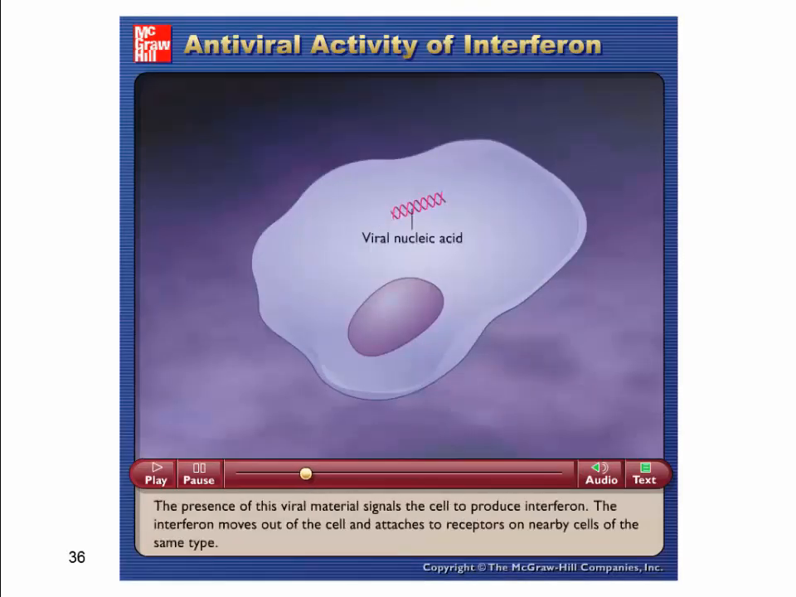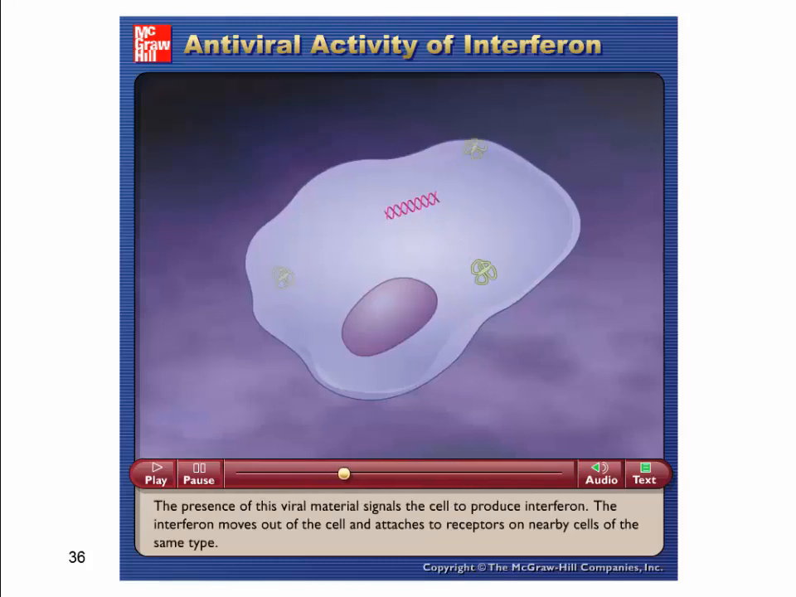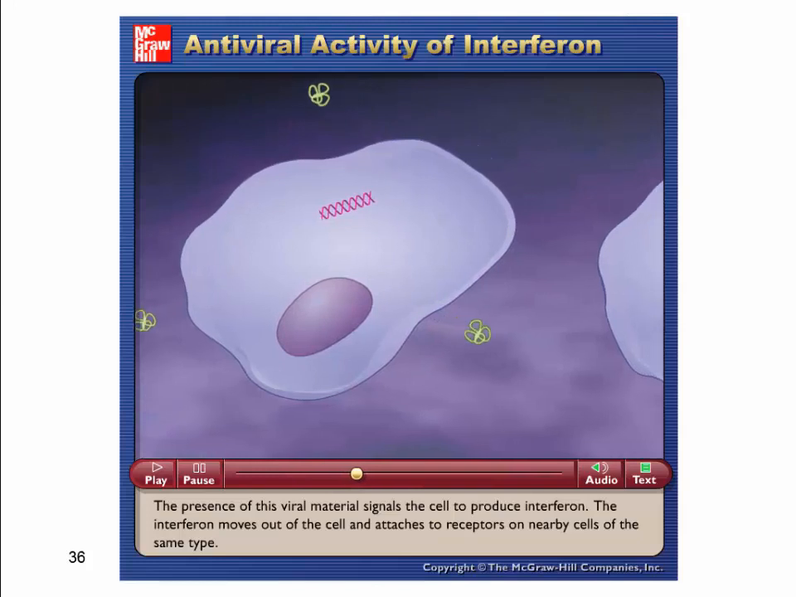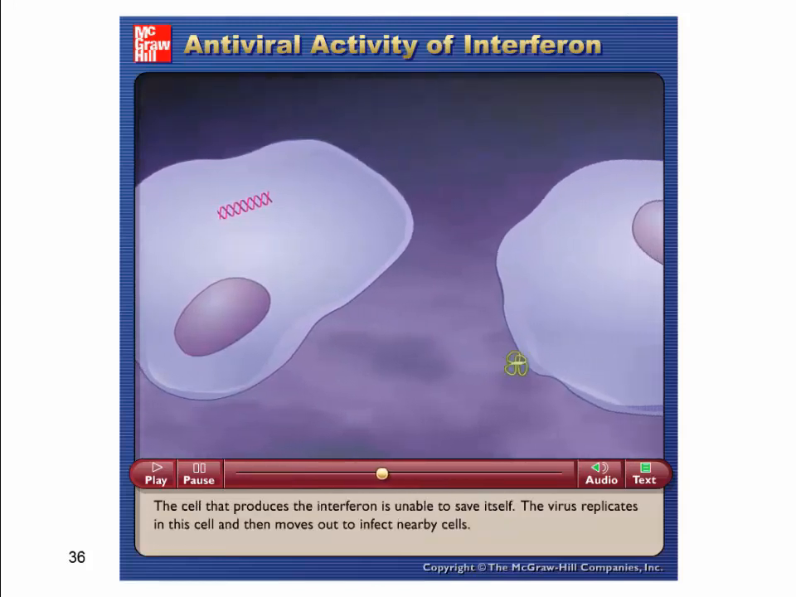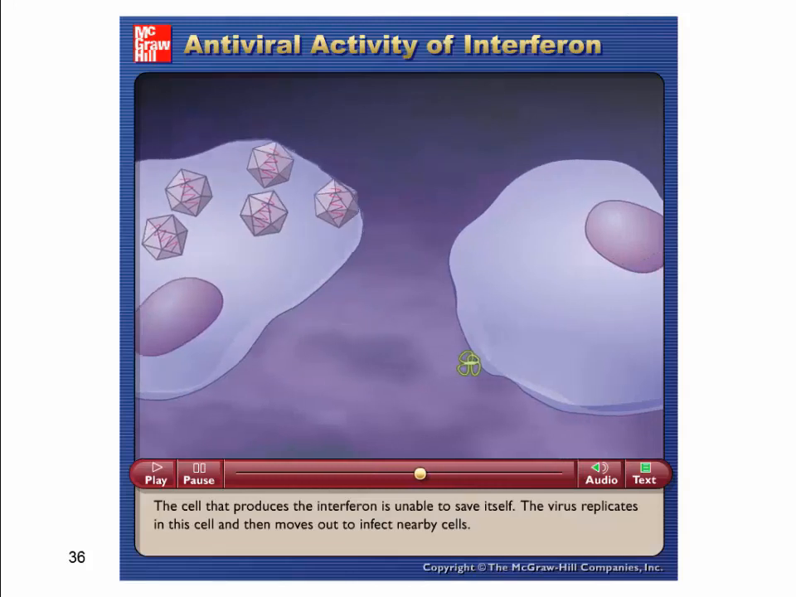The presence of this viral material signals the cell to produce interferon. The interferon moves out of the cell and attaches to receptors on nearby cells of the same type. The cell that produces the interferon is unable to save itself. The virus replicates in this cell and then moves out to infect nearby cells.